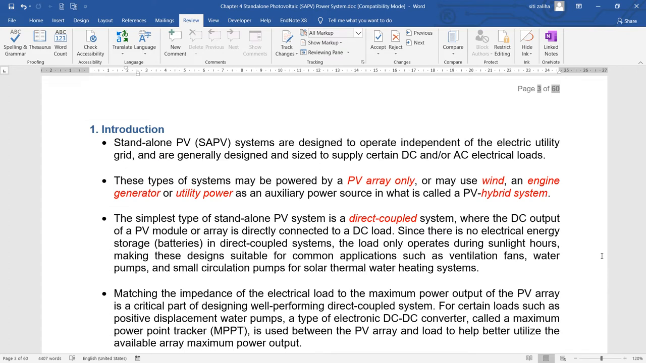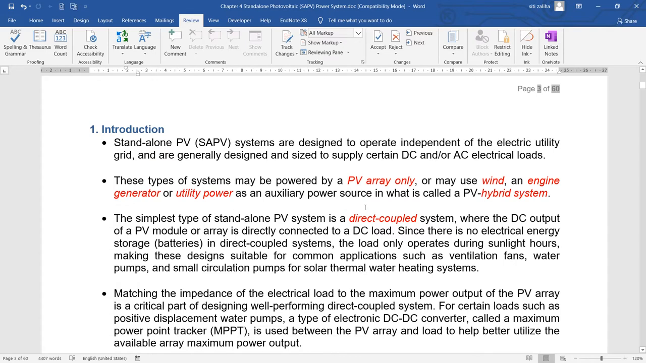Standalone PV or SAPV systems are designed to operate independent of the electric utility grid and are generally designed and sized to supply certain DC and or AC electrical loads. So for this system, you need to know the capacity of the DC and AC load, so you can design the PV system that is suitable to supply this load. This type of system may be powered by a PV array only, or may use wind, engine generator or utility power as an auxiliary power source in what is called a PV hybrid system.